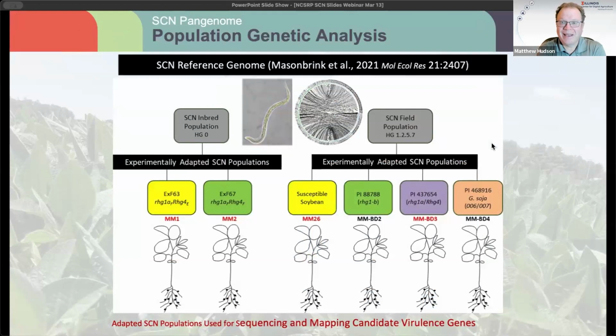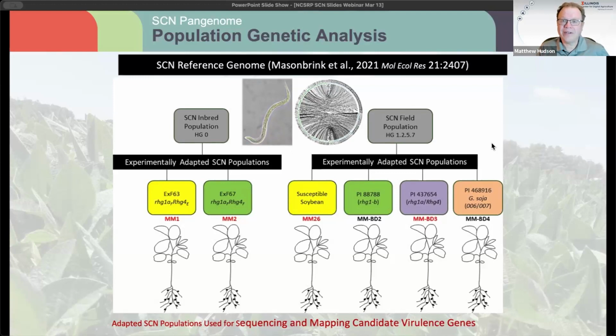Melissa Mitchum at University of Missouri at the time, where Andrew is, and she's now at University of Georgia, made these populations of cyst nematodes by growing the same isolate of nematodes on different soybean varieties, different resistance sources. And one of the things that she in particular found, that others have also found, is that you can put almost any nematodes on almost any soybean, and if you give them long enough, they will come to be virulent on that soybean, even if they're not to begin with.